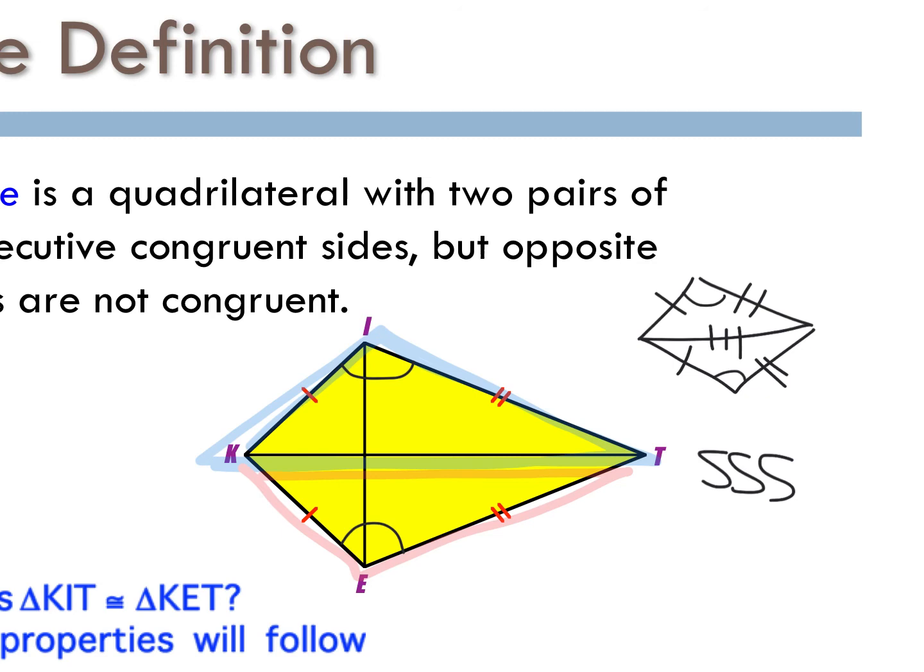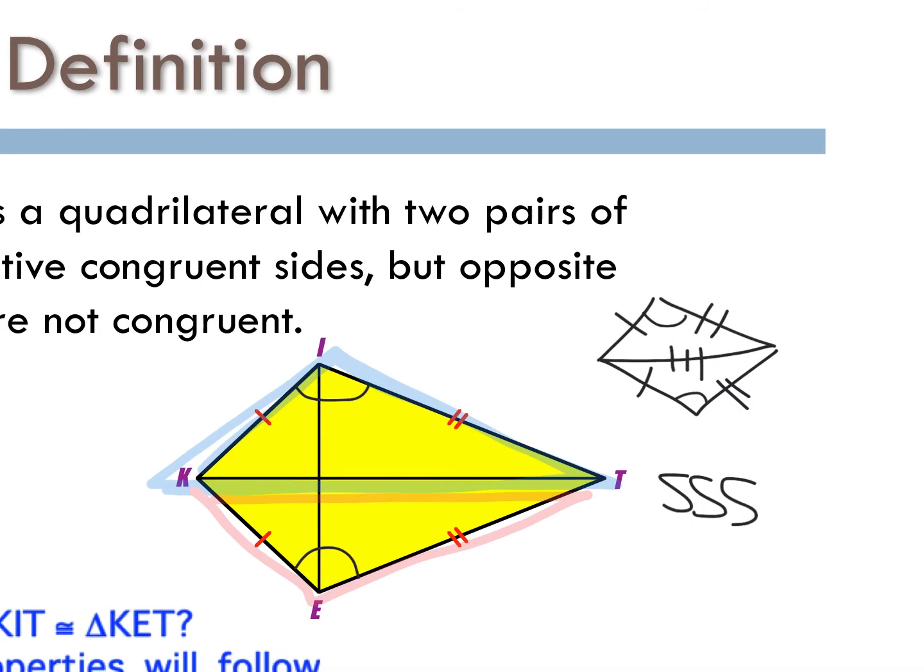Then I would have that, let me just switch my colors here. This angle is congruent to this one by CPCTC. In my picture, that's this one and this one. And then lastly, this angle would be congruent to this angle by CPCTC. In my picture, it's this one and this one. So that is going to lead us to some properties here.